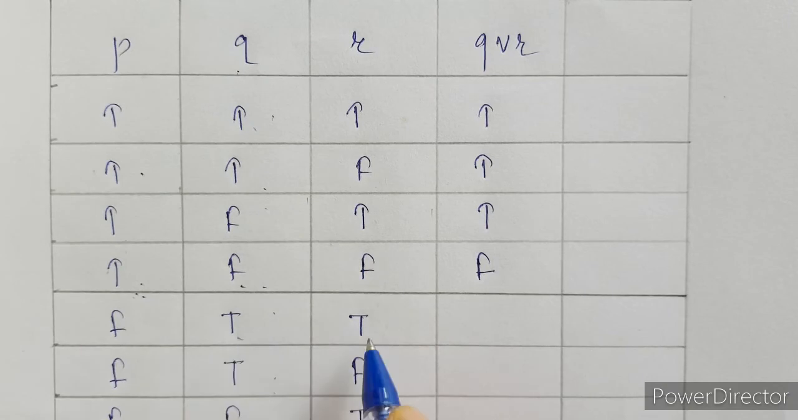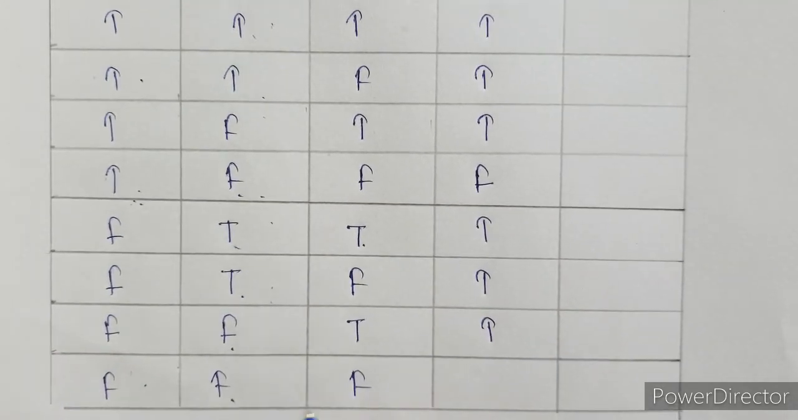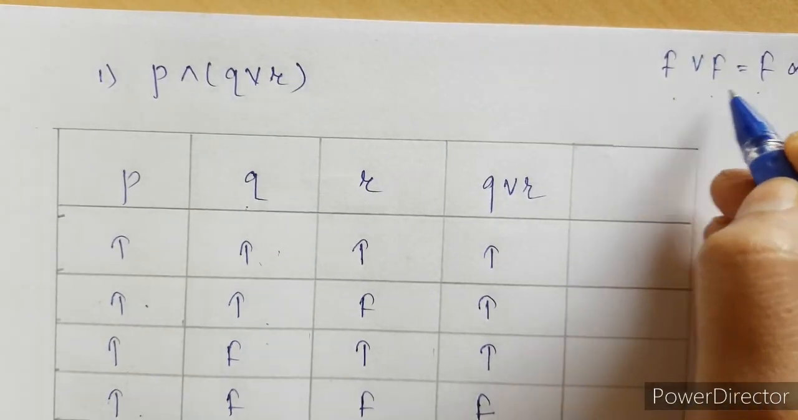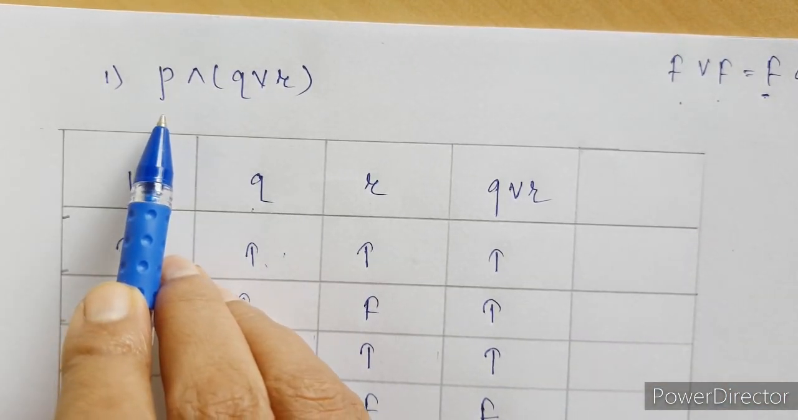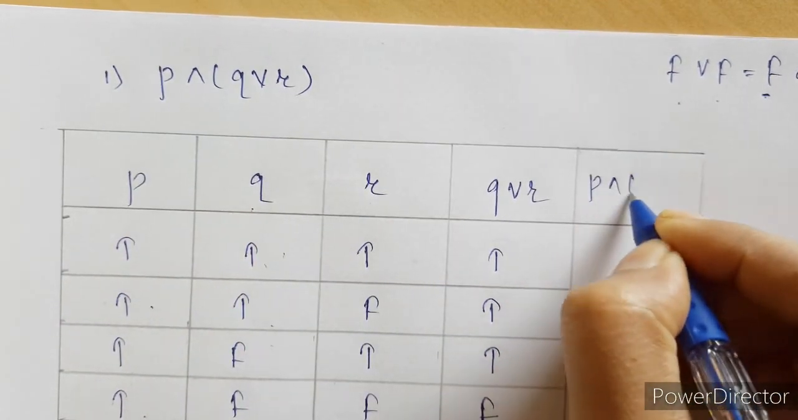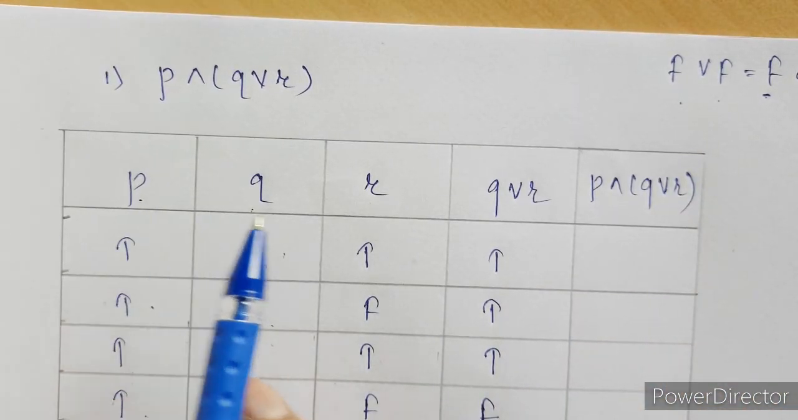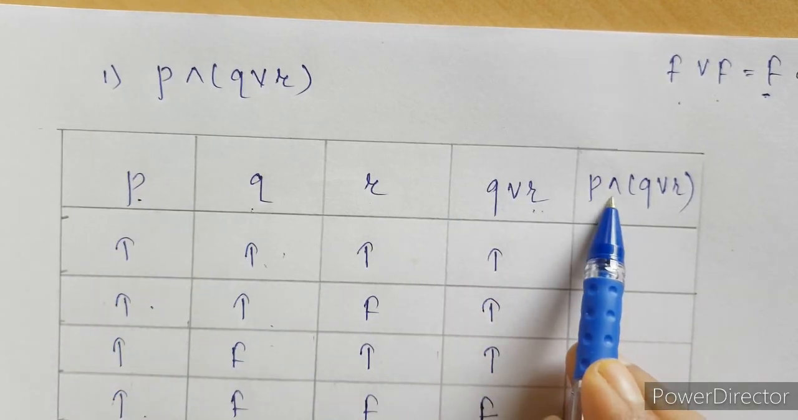Next case, true or true, true. True or false, again true. False or true, again true, because it is an either or case. And in the last case, false or false is false, because only in case of false or false it is going to be false. Now next we have to write the truth table for the complete compound statement, that is P and Q or R. So we have P and we also have Q or R. So we have to compare P with Q or R, but with connective AND.